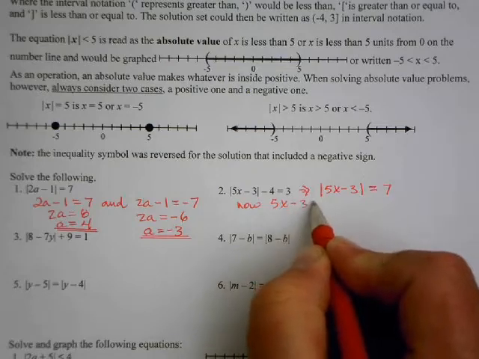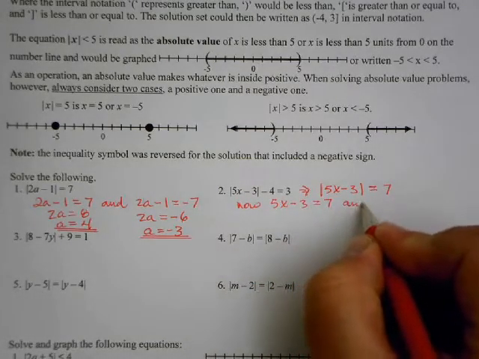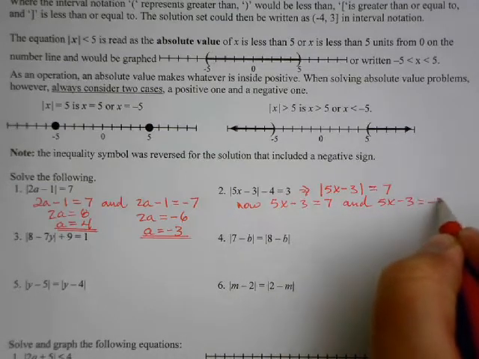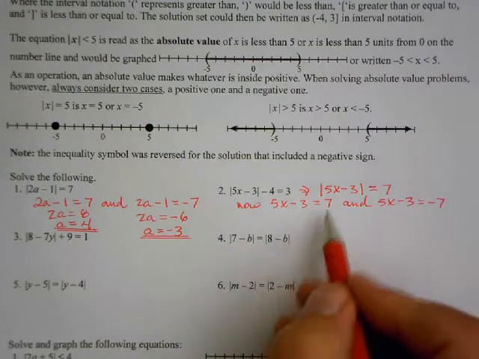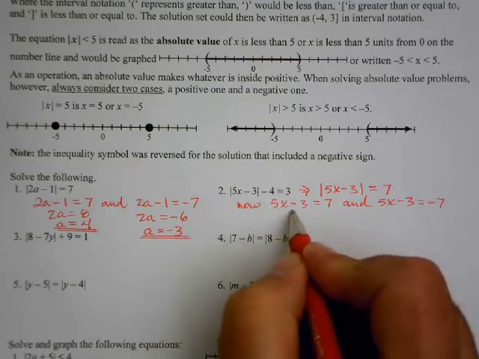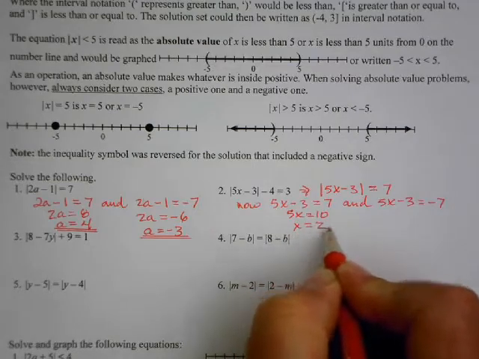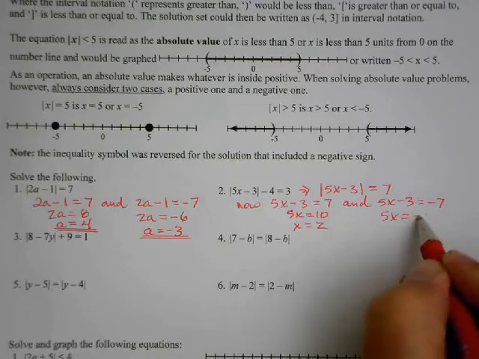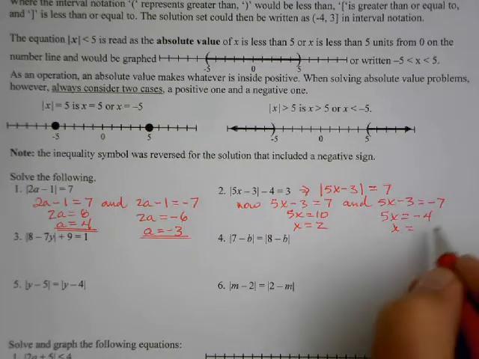and do the positive case and the negative case. So adding 3, 5x will equal 10. So x is 2. Over here, 5x will equal negative 4. So x is negative 4/5.